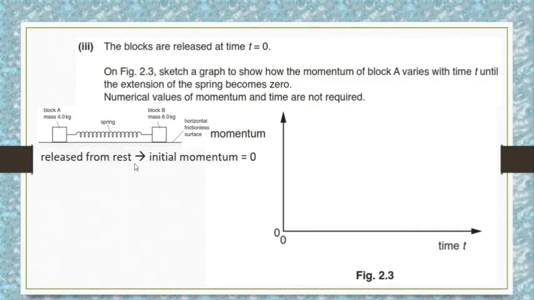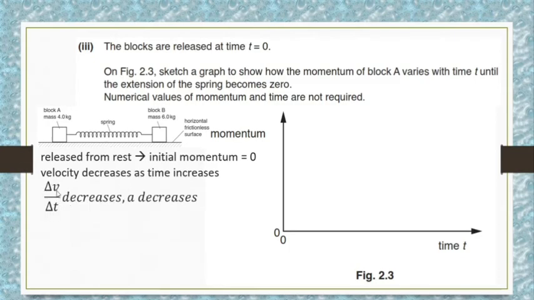Because the initial momentum is 0, and then the velocity decreases as time increases. And delta v over delta t decreases because velocity decreases as time increases. So this is acceleration. Acceleration will decrease, and acceleration is proportional to F, while F itself is delta p over delta t, which in this graph will be the gradient of the graph.